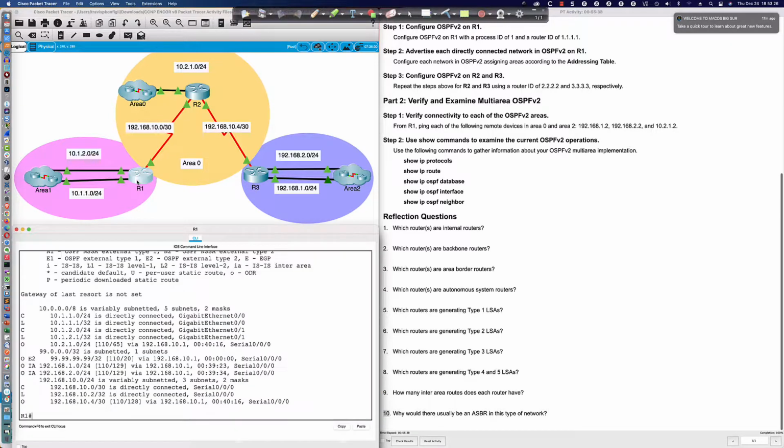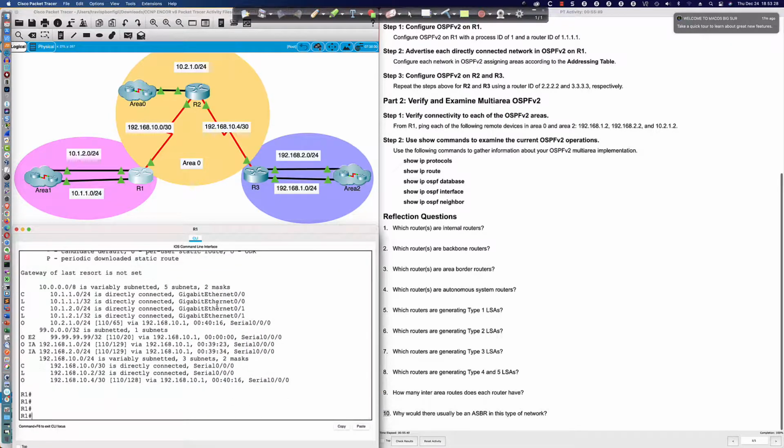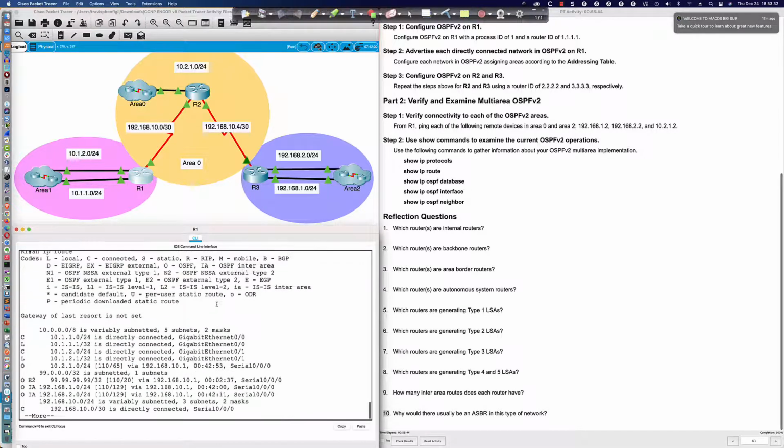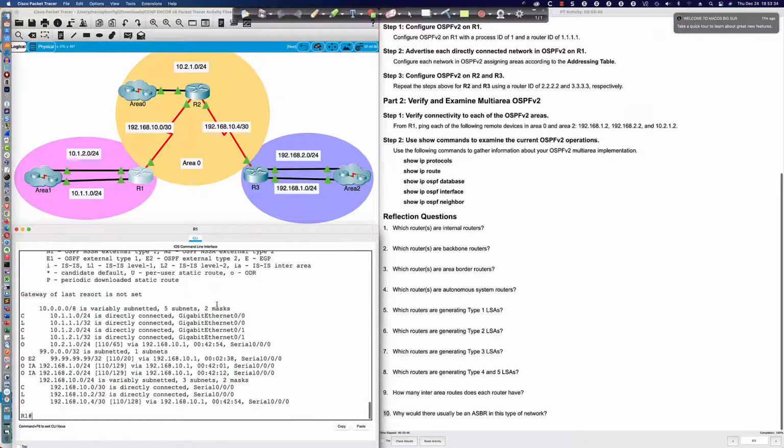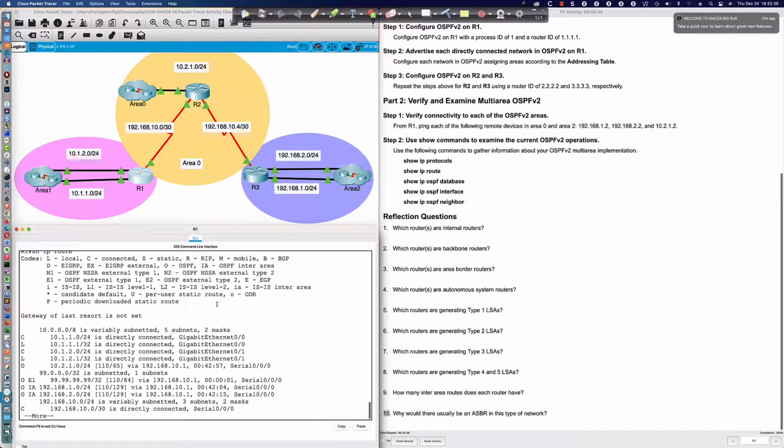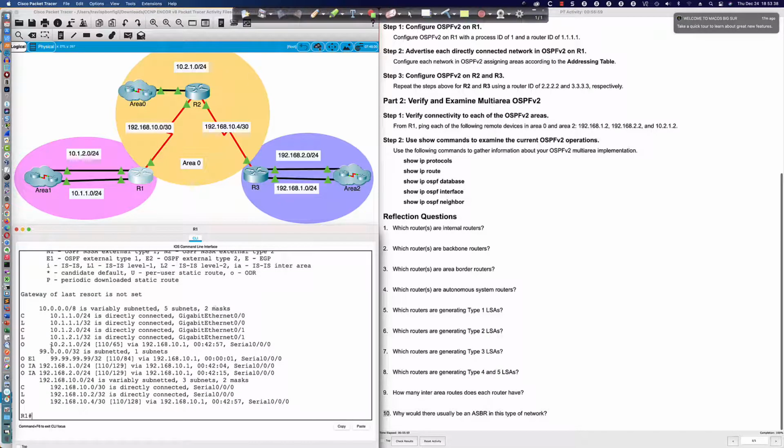So we give it a second. My guess is we've got an LSA update that's going to take place here. And we're going to say show ip route and give it a second. It will flip from an OE2 to an OE1. And there it is. And it is 84. Okay, good.